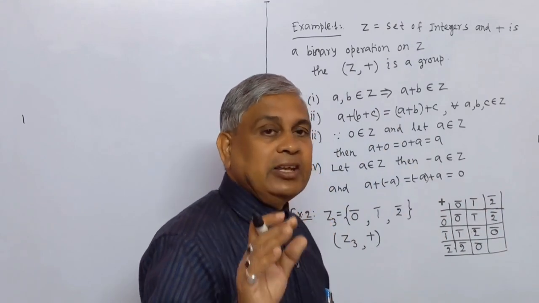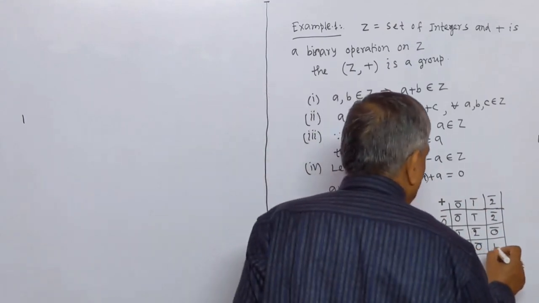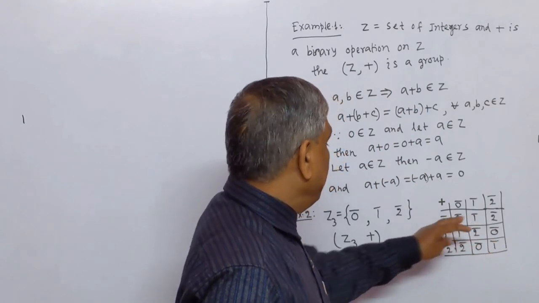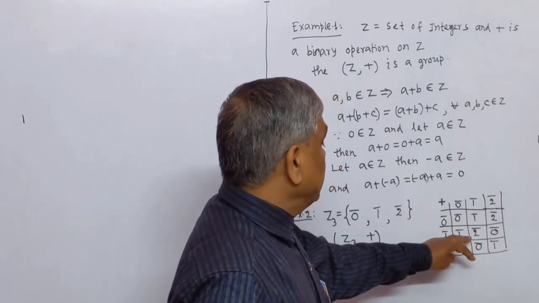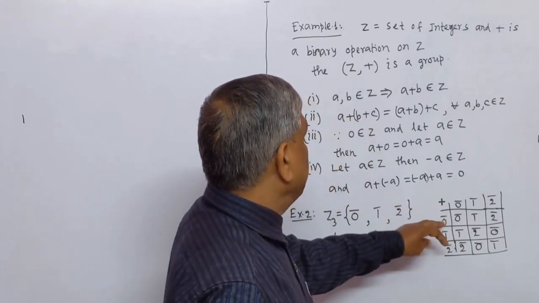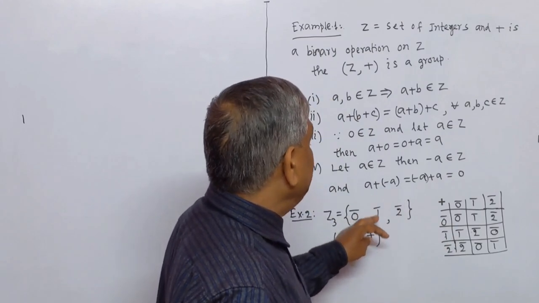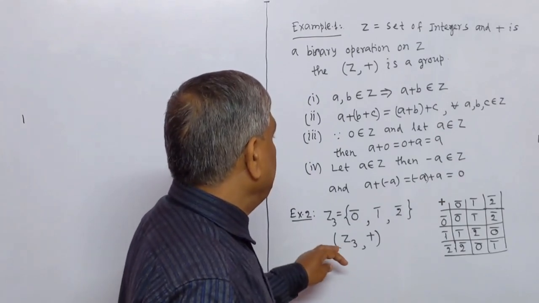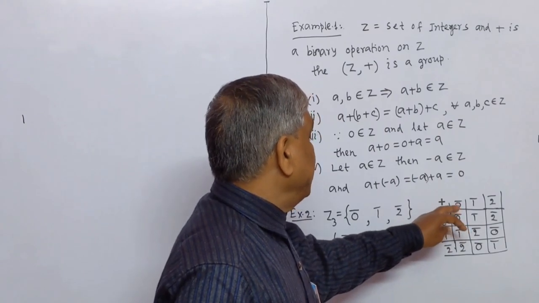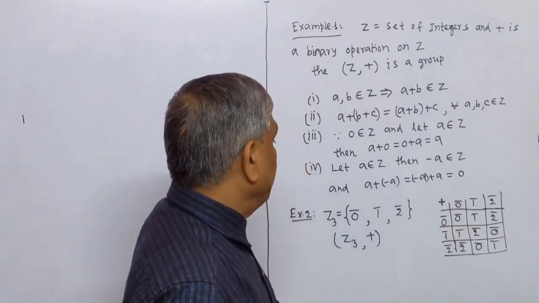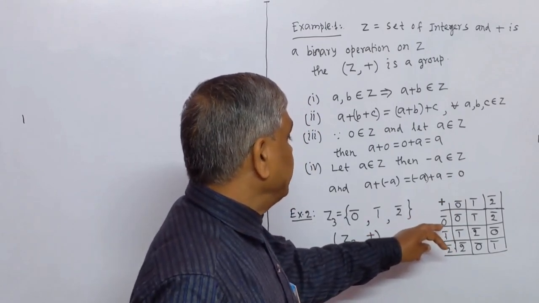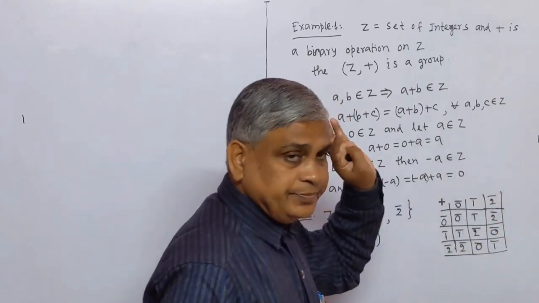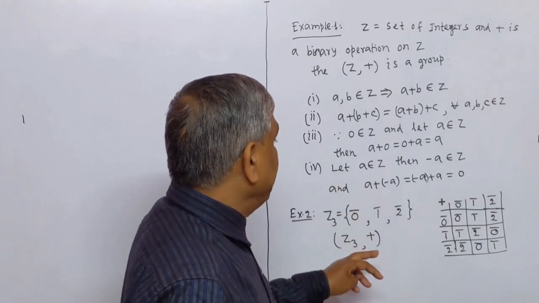When we divide 4 by 3, we get remainder 1. So this is 1 bar. Here we see that each member is a member of Z3. This means closure property holds. Also, we may examine that this algebraic structure fulfills the associative property. Here, 0 bar be the identity element for operation addition, because if we take 0 bar plus 0 bar, 0 bar, 0 bar plus 1 bar, 1 bar, 0 bar plus 2 bar, 2 bar, and we may also examine the inverse.